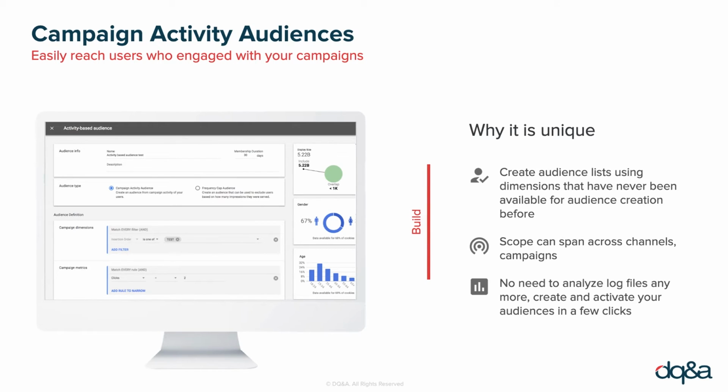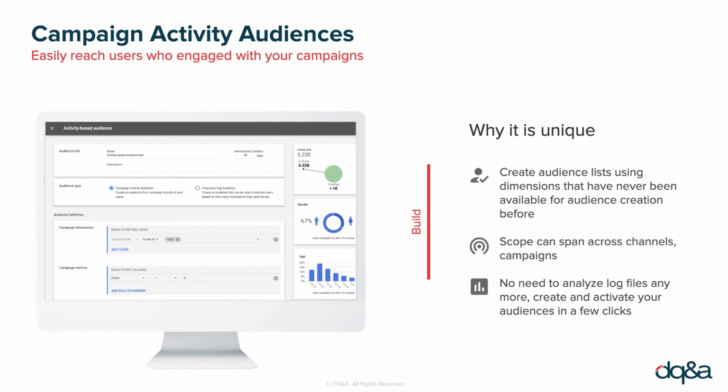By creating activity audiences available in the audience module, you can easily reach users who have engaged with your campaigns, and this enables you to build audiences based on DV360 campaign activity, essentially. So you can build audiences based on clicks, conversions, impressions that are based on your first party remarketing lists, and you can use those lists for targeting in your TrueView or display campaigns.